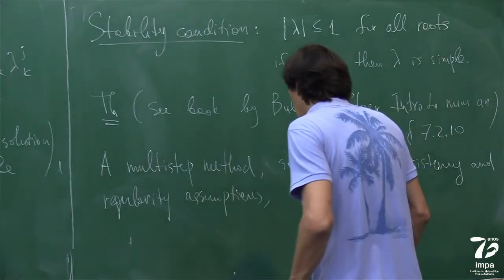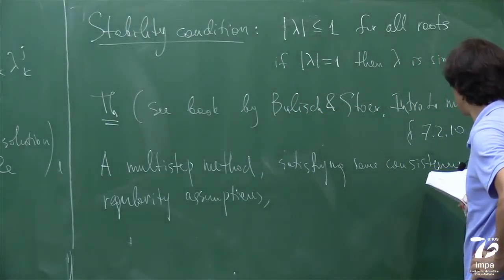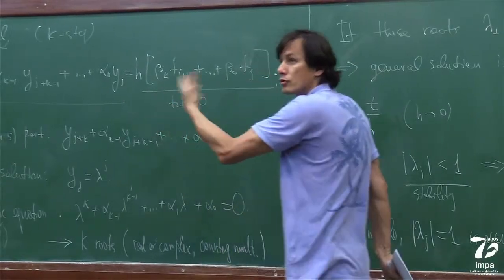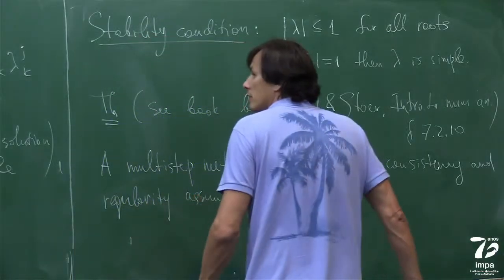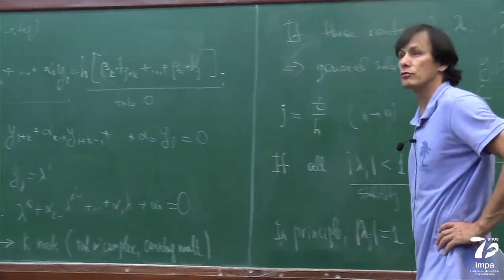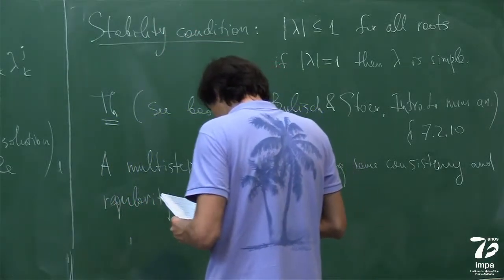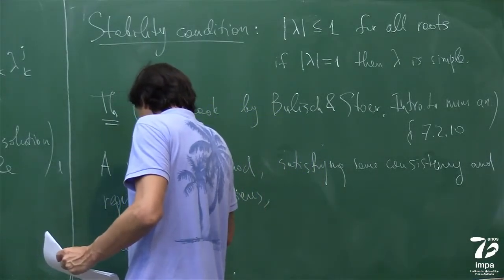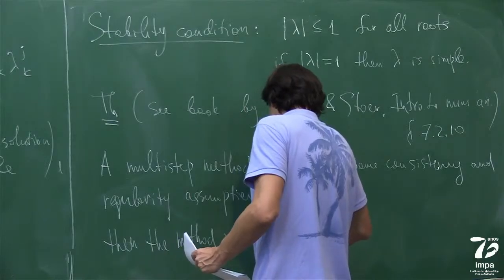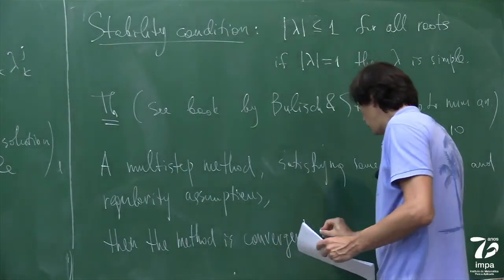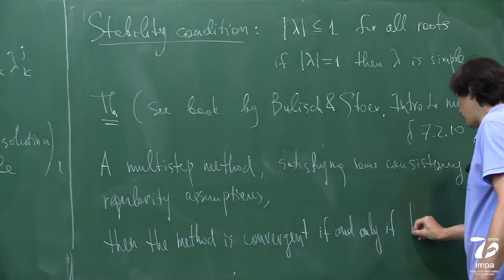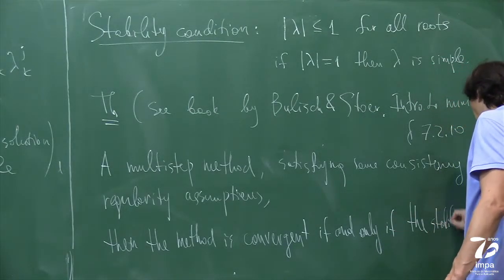So the theorem gives. Let's formulate. Whenever a multi-step method satisfies the consistency, meaning it correctly represents the approximation with a certain order bigger than 0, and the regularity, which is the assumption needed to prove the theorem, essentially some Lipschitz condition on f, then the method is convergent if and only if the stability condition is satisfied.